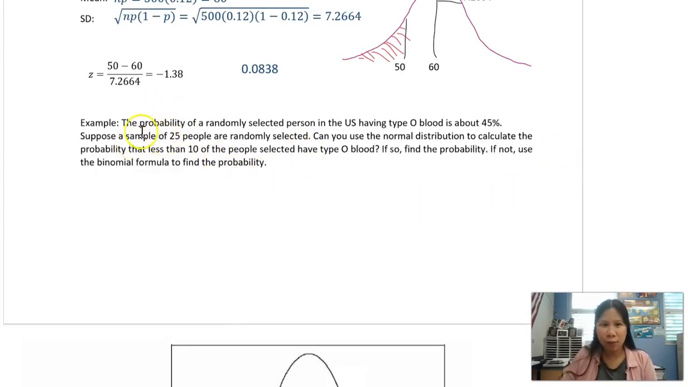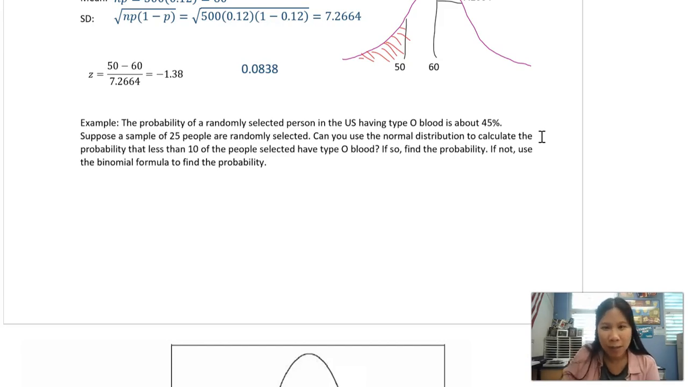Okay, so let's take a look at another example. This time we're doing like a full problem. The probability of a randomly selected person in the US having type O blood is about 45%. Suppose a sample of 25 people are randomly selected. Can you use the normal distribution to calculate the probability that less than 10 of the people selected have type O blood? If so, find the probability. If not, use the binomial formula to find the probability.